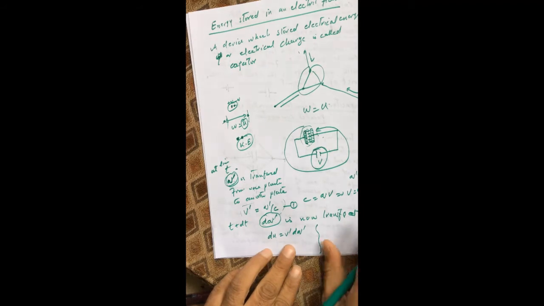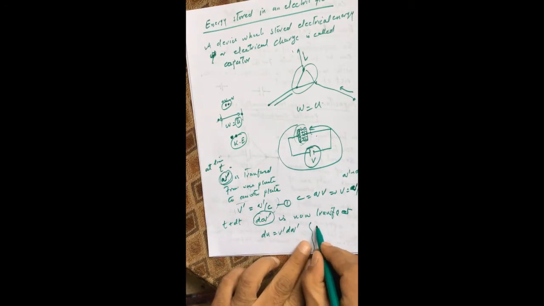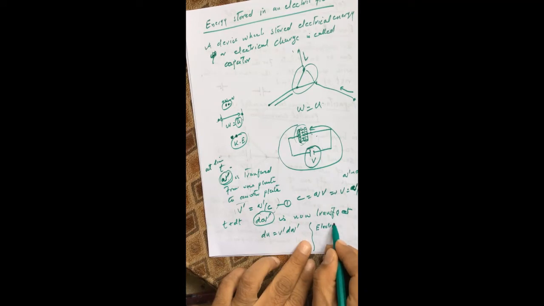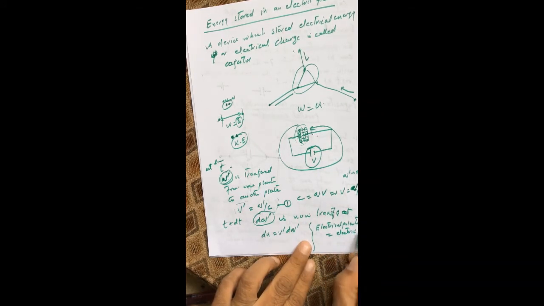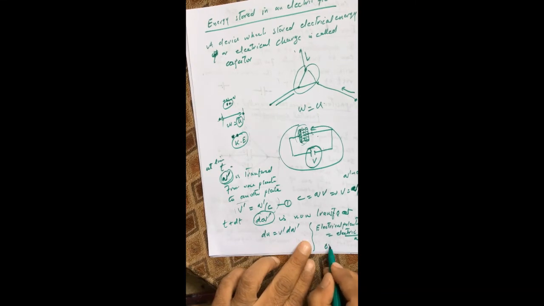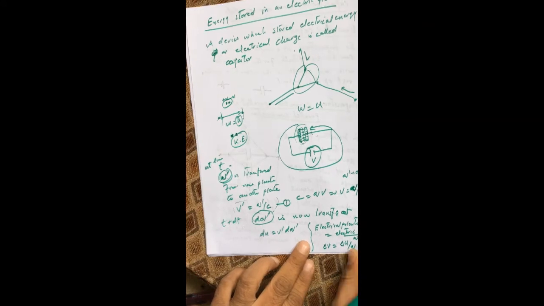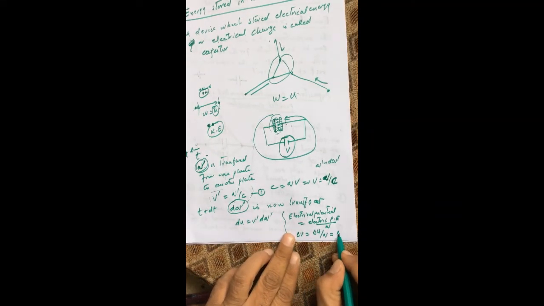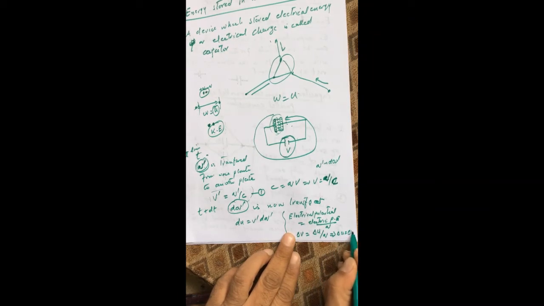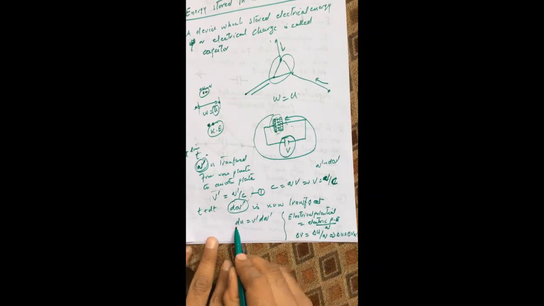Because we have the definition of electric potential: electric potential is equal to electric potential energy per unit charge. So electric potential delta V is equal to delta U over Q. From this I can get delta U is equal to delta V into Q. So this is from this relation.